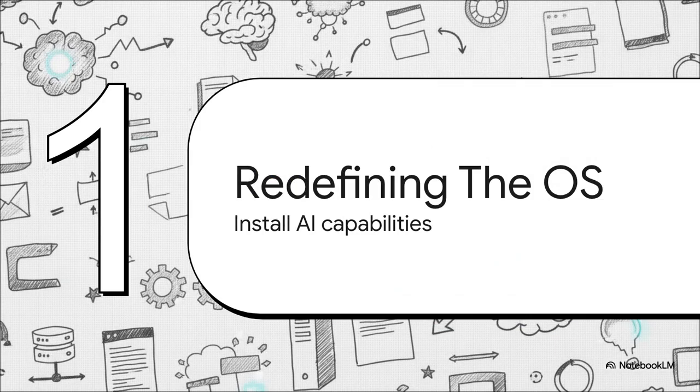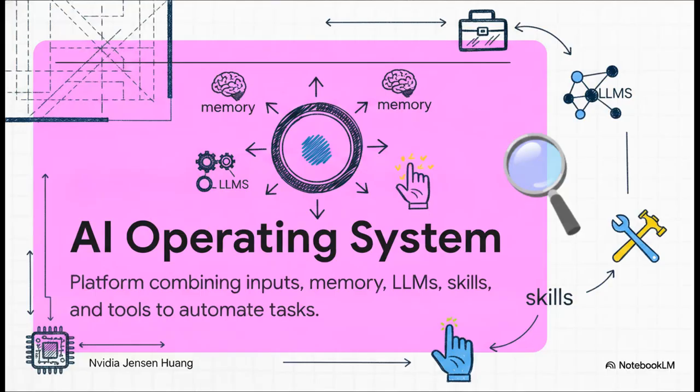Section 1. Redefining the operating system, moving from installing apps to installing AI capabilities. We've got to shift our entire mindset here. Think about the device you're using to watch this right now. Stop seeing it as a collection of isolated apps and start seeing it as a centralized hub.